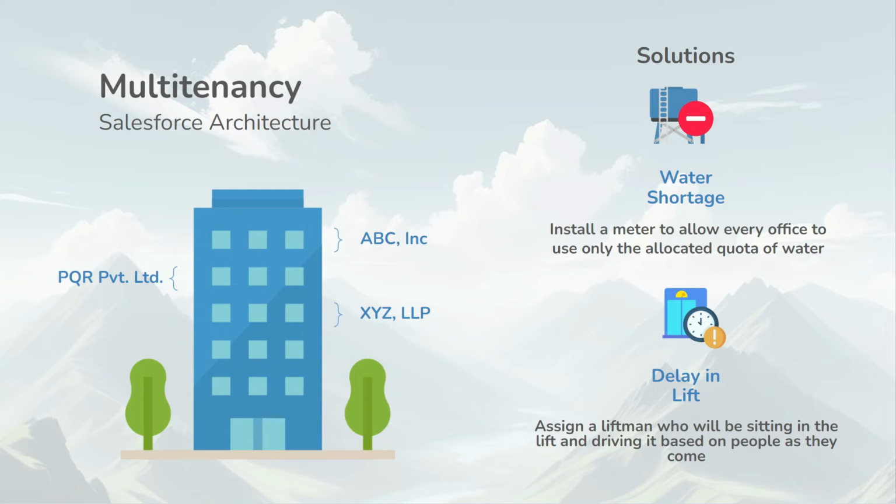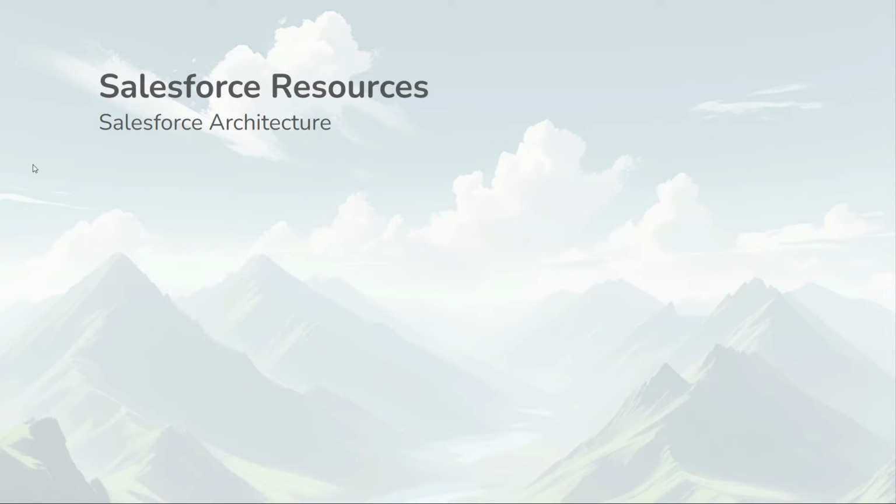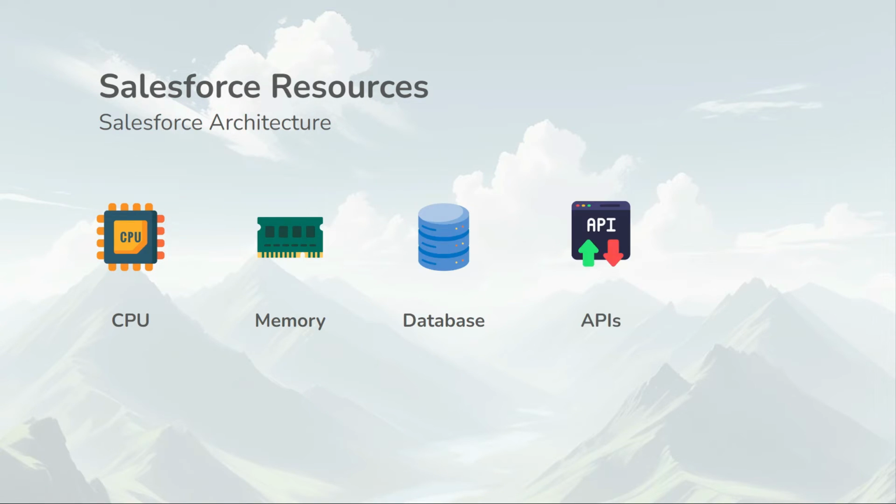Similar to this example of commercial complex, Salesforce's resources are also shared. The Salesforce resources which are shared among all of its users are the CPU, the memory, the database, the APIs, and other resources like emails or push notifications. Now, to make sure that every user in Salesforce makes wise use of its resources, Salesforce has come up with a solution known as governor limits.